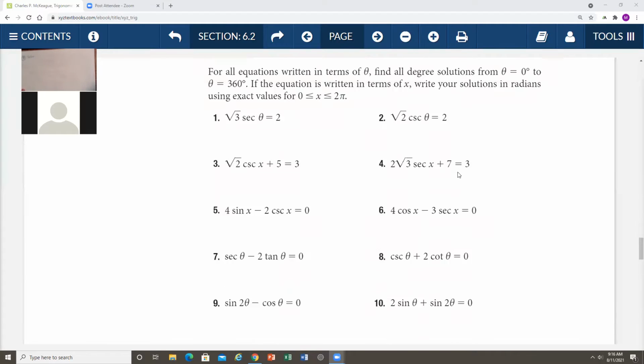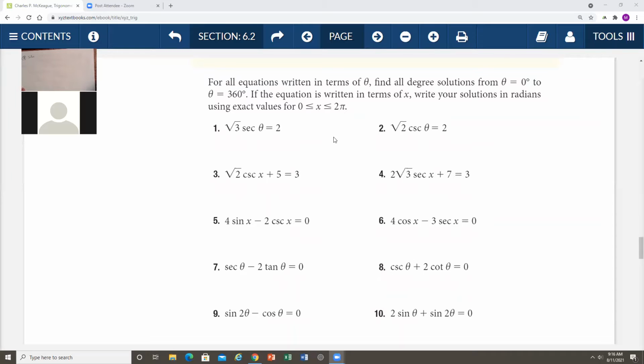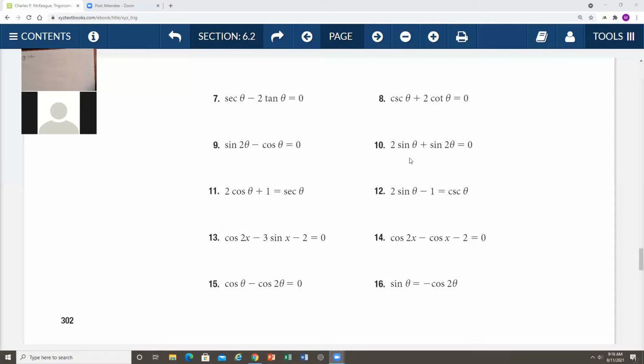Hold on a second. Let me see the instructions here. Oh, notice the instructions. It says, if the argument of any of these trig functions is theta in any of these equations, then your answers are to be in degrees from 0 to 360. If the argument of the trig function is x, your answers will always be in radians from 0 to 2pi. So problem number 10, our answers are going to be in what? They're going to be not radians, but in degrees, because theta is the argument.